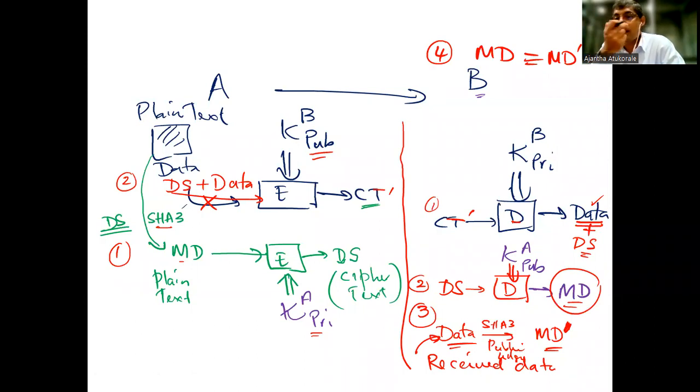Nothing was updated. Because if something is changed in the data, while you send it, you just tweak some data here, we can capture that. Whenever in the third step we create the message digest from the received data, you will get a different message digest. And then step number 4 will not be equal.